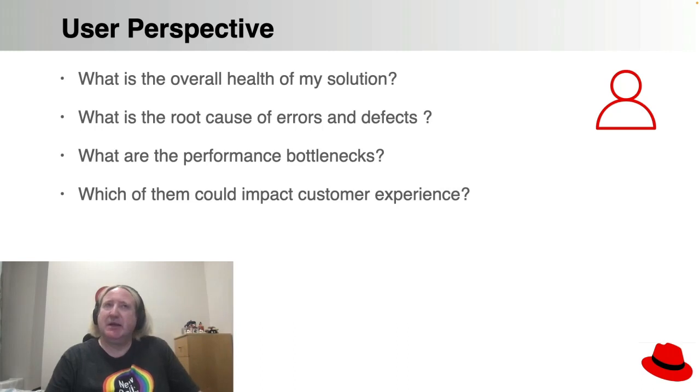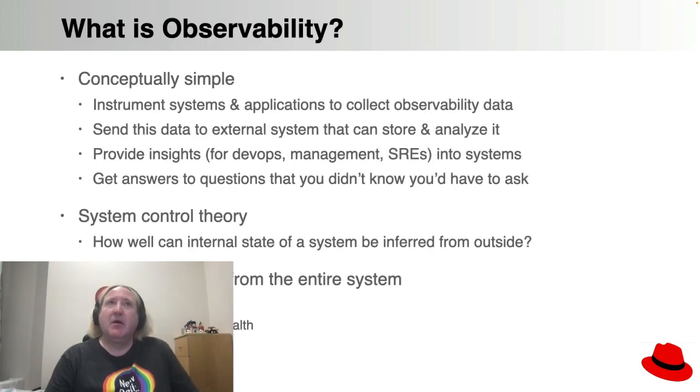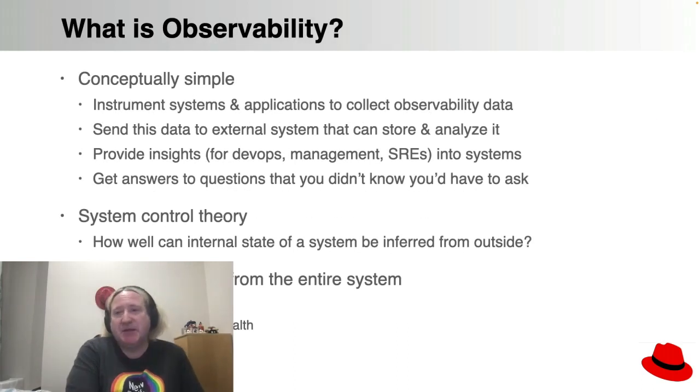What is it exactly? Well, there's a lot of people that have talked about this, and I think that a lot of the discussion around it is overcomplicated. I don't think that observability is actually that difficult to understand conceptually. The way that I would explain it is like this. First of all, we instrument our systems and applications to collect the data that we need to answer those user-level questions that we were just talking about a moment or two ago.